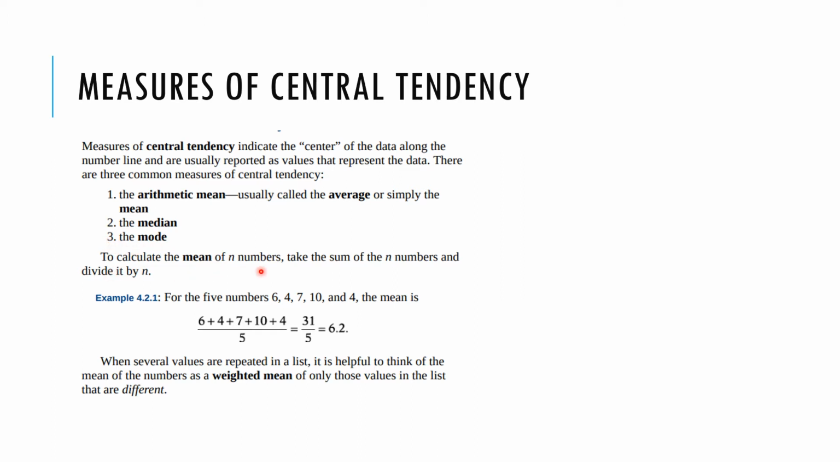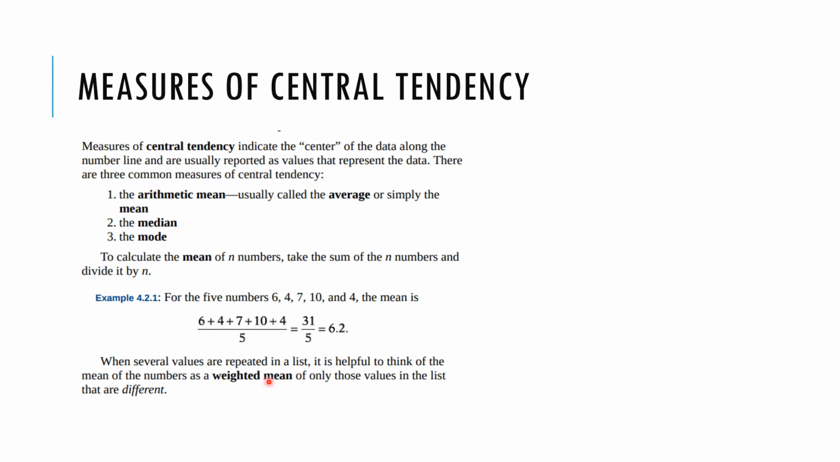To calculate the mean of n numbers, take the sum of the n numbers and divide it by n. For example, for the 5 numbers 6, 4, 7, 10 and 4, the mean is (6 + 4 + 7 + 10 + 4) over 5, which is equal to 31 over 5, that is 6.2.